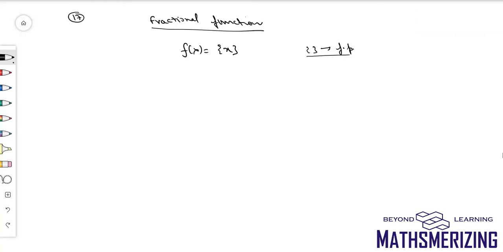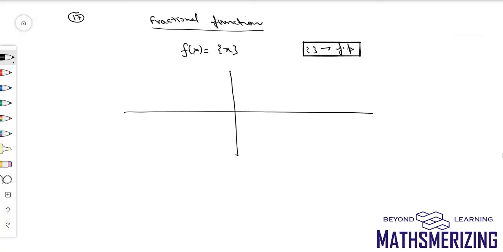Now the 17th function that we'll study is the graph of the fractional part function. A fractional part function is represented by these brackets, where these brackets represent the fractional part of a number. Now the fractional part function is actually a periodic function. So I'll draw the axis and then I'll draw these lines.